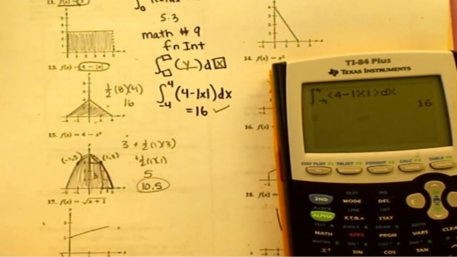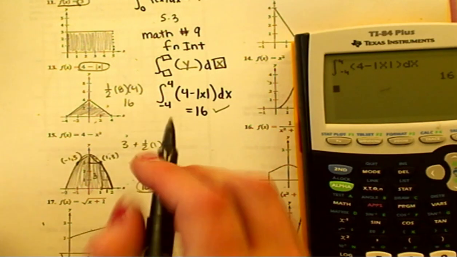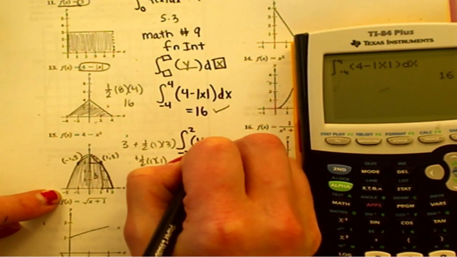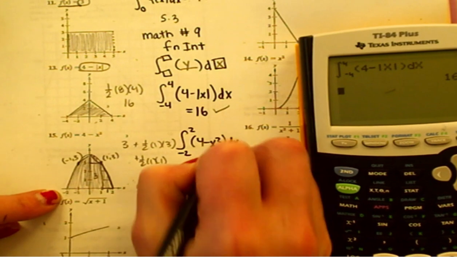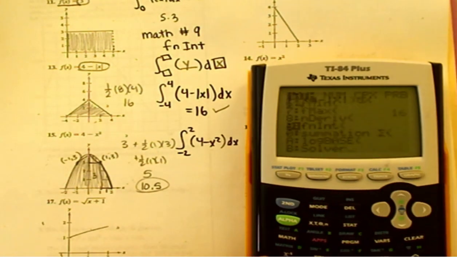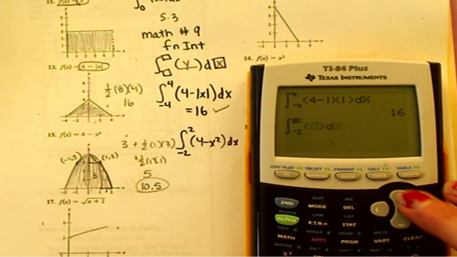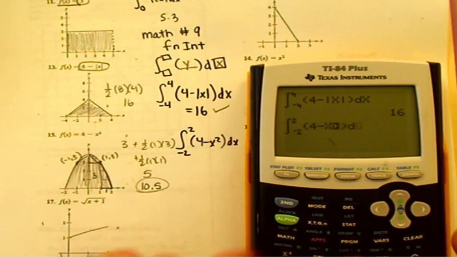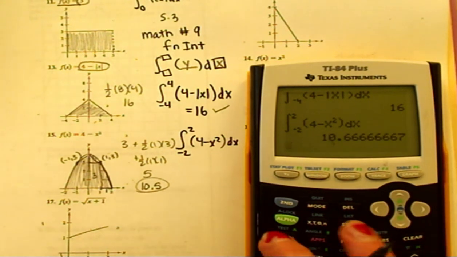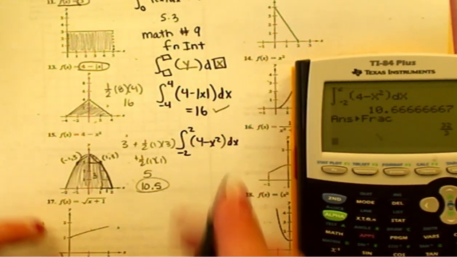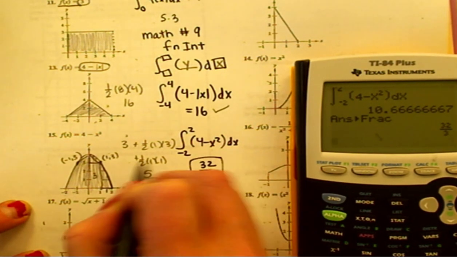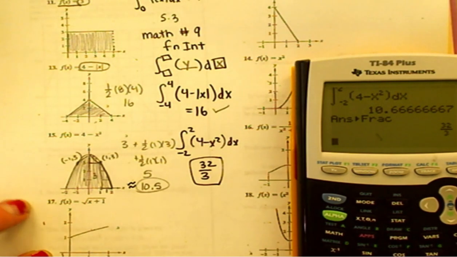Okay, so let's test it. Integral. Negative 2 to 2, 4 minus x squared dx. Okay, math. Number 9. Negative 2 to 2, 4 minus x squared dx. 10.6 repeating. Math frac. So 32 over 3. Right, this is an estimate. That's the actual answer.